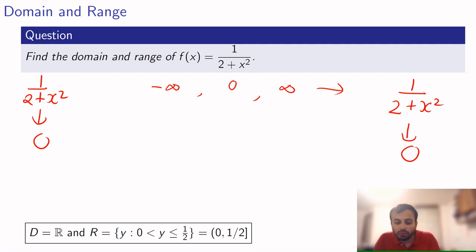Now what happens if you just plug in 0? You can easily plug in 0, right? The function goes 1 divided by 2 plus 0 square. So the value you get is half. So at 0, this function is exactly equal to half.